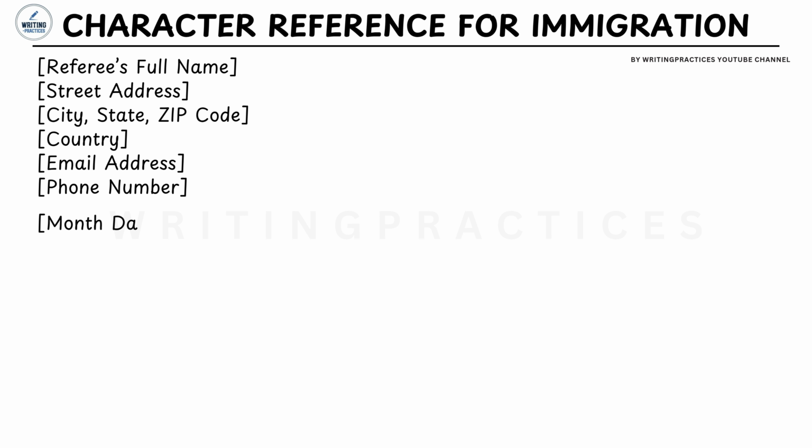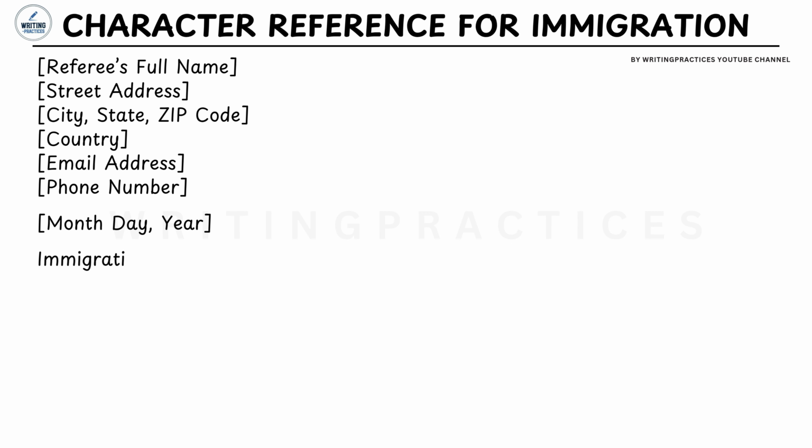Date, for example, October 5, 2026. After your contact information, include the date the letter is written. This is important because immigration documents often need to reflect current and timely support. Write the letter as close as possible to the application submission date.